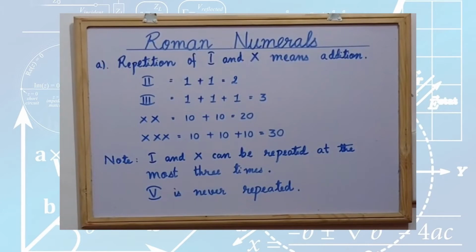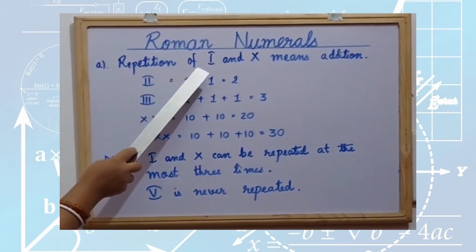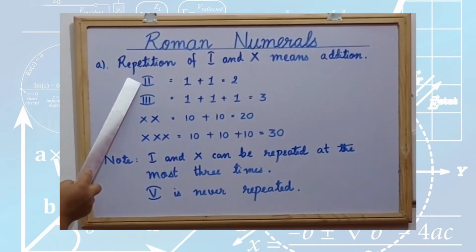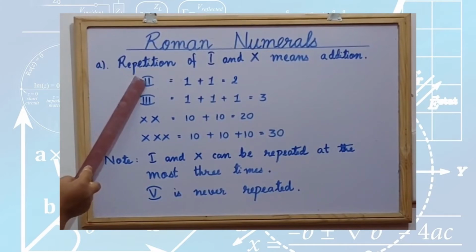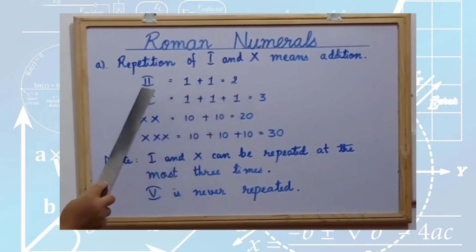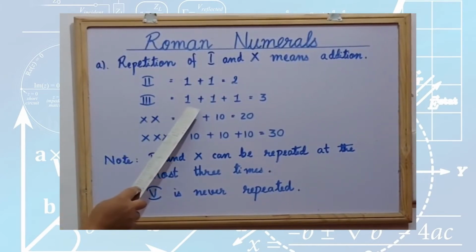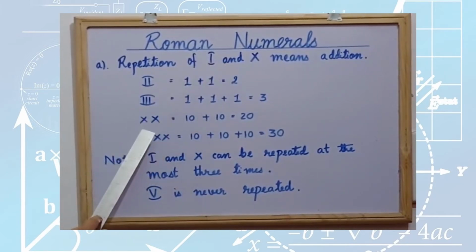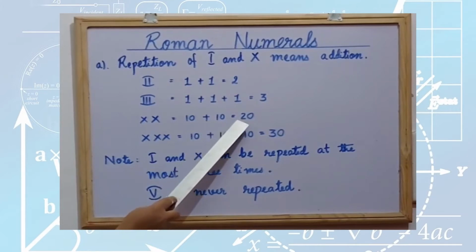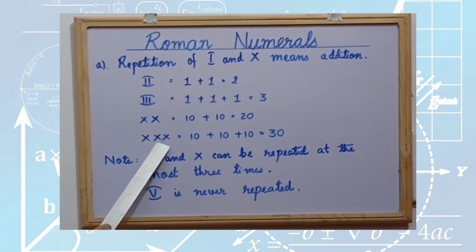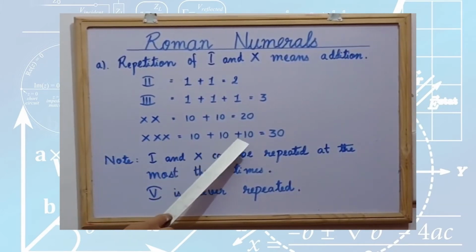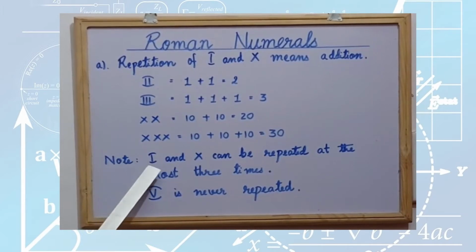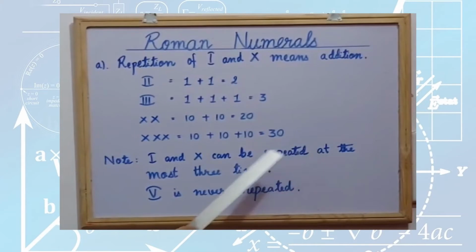The first rule which we are going to study today is repetition of I and X means addition. For example, children, if we are repeating I 2 times, that is 1 and 1, so it will become 2. If we are repeating I 3 times, it means 1 plus 1 plus 1, that means 3. If we are repeating X 2 times, then it will be 10 plus 10, that is 20. If we are repeating X 3 times, it means 10 plus 10 plus 10, that is equal to 30. Children, we have to note this: I and X can be repeated at the most 3 times.